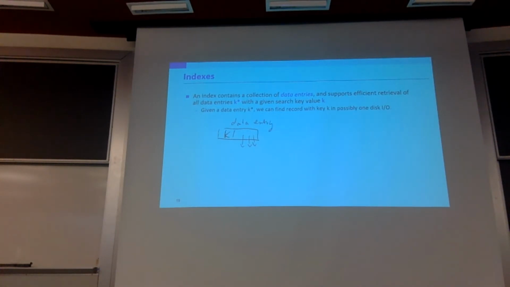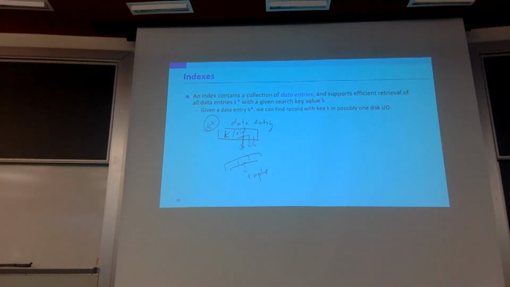Given a data entry k star, you can just follow the pointer here. These pointers are actually just record IDs. So basically, you have this k star, you follow this RID and go to the heap file and fetch the corresponding tuple out of that. So that's how this data entry works.